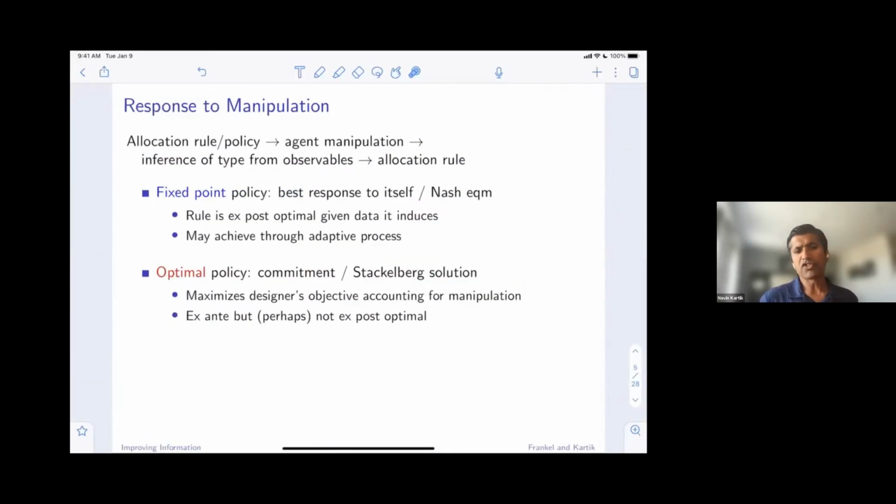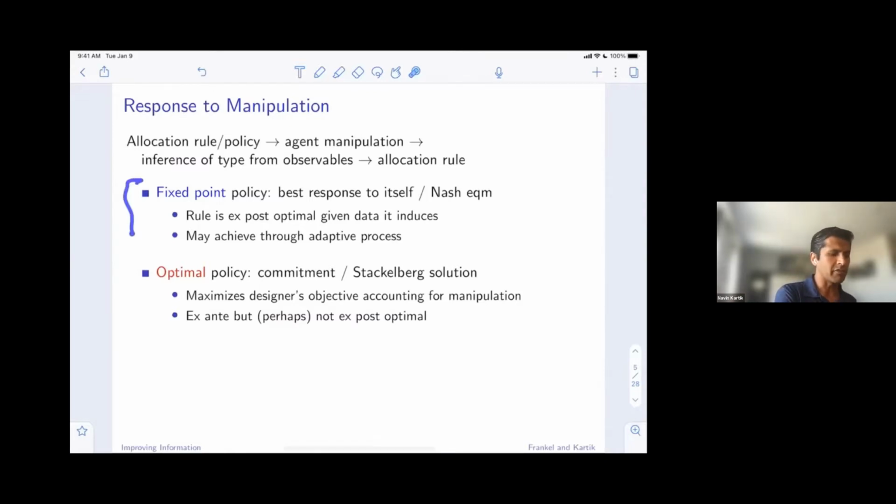So, in general, one could think about this dynamic where there's an allocation rule or a policy in place that affects the kind of manipulation that the agent engages in. The manipulation affects the inference of the type about the agent from the observable, and that in turn could affect the optimal allocation rule that the designer wants to use. And once you recognize this dynamic, there are two natural things that one might be interested in thinking about.